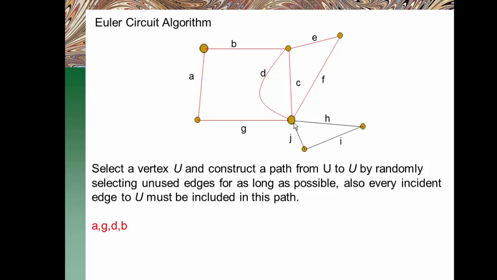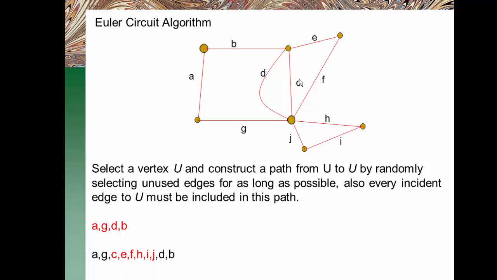So this vertex here still has two incident edges that have not been used, edge J and edge H. Now we continue. Suppose we choose edge H, and we arrive at this vertex here, and then edge I. And at this vertex, there is only one choice, which is edge J. Now we are back to the vertex that we started in the second phase of the algorithm. There is nowhere to go.